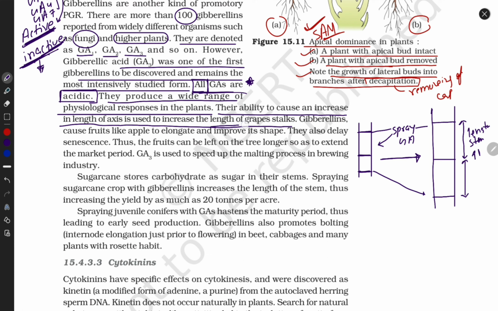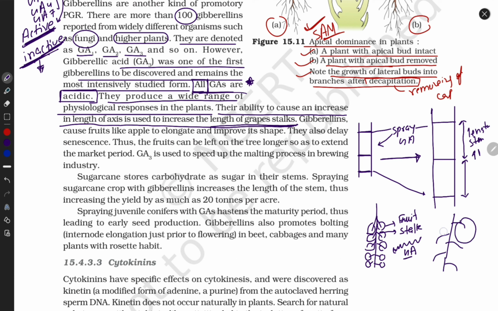Another example is the length of grape stalks. We can also call them pedicels. This is the branching of the grapes. Without gibberellic acid, this is the size of the fruit and this is the size of the stalk. And after spraying with gibberellic acid, look here guys, the stalk size is increased and the fruit size is also increased.